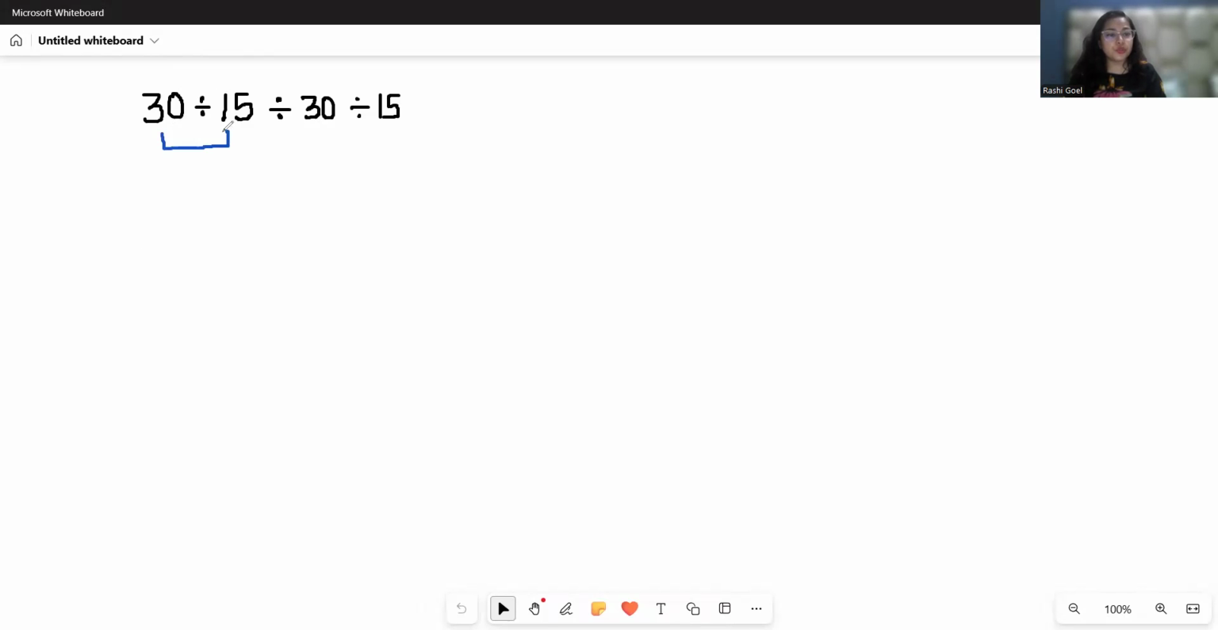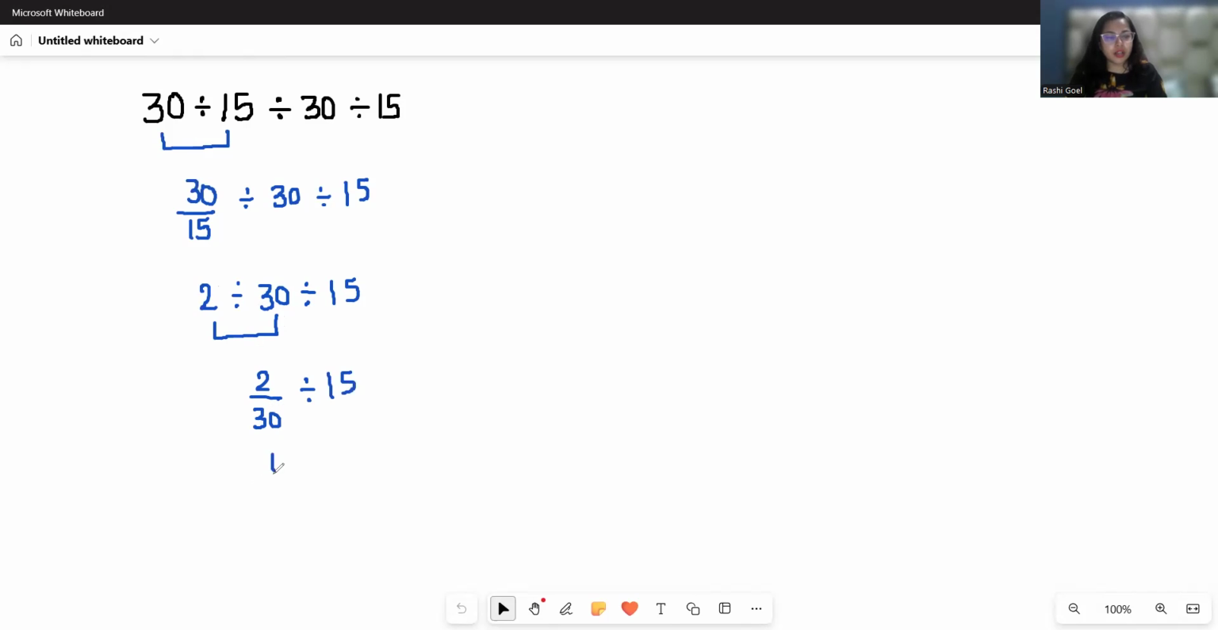We will choose two digits at a time and write the rest the same. So 30 divided by 15, then divided by 30, divided by 15. Now 30 divided by 15 is 2. 2 divided by 30, divided by 15. Again, we'll take a small approach, taking two digits at a time. So 2 divided by 30, divided by 15. This gives us 1 by 15, divided by 15.